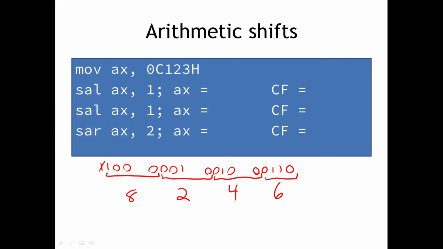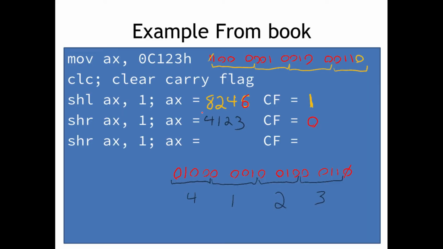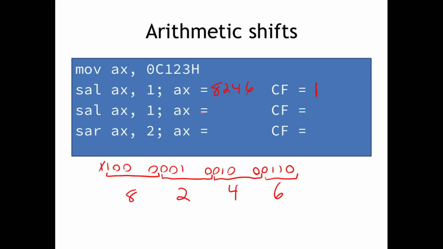Okay, so here's our value, 8246. What did we shift off? A 1, so our carry flag is set. Now we shift arithmetic left again. That's really the same thing as shift logical left, and we've already done that, so we can just go back just to save a little bit of time. Actually, we haven't. So we could do that as well. So we have 1000, 0010, 0100, 0110.